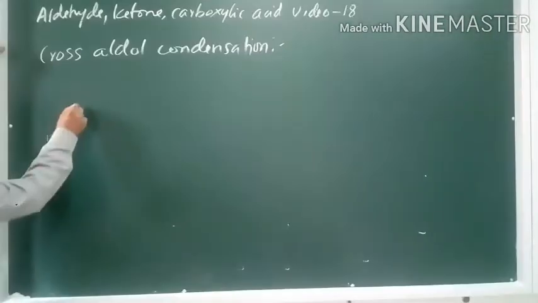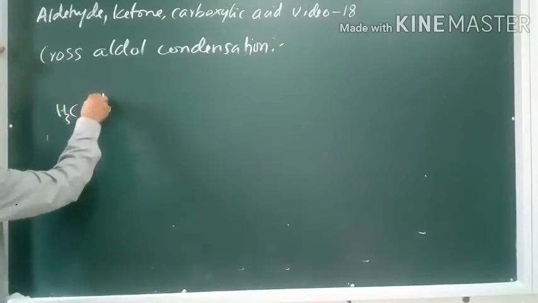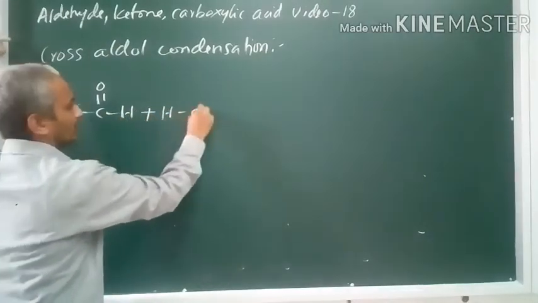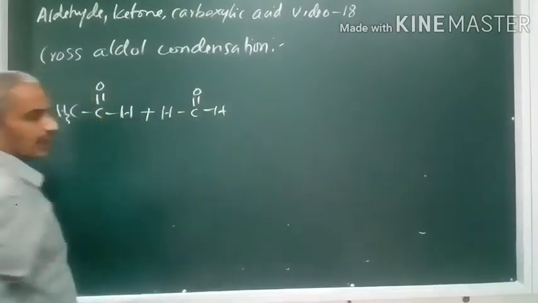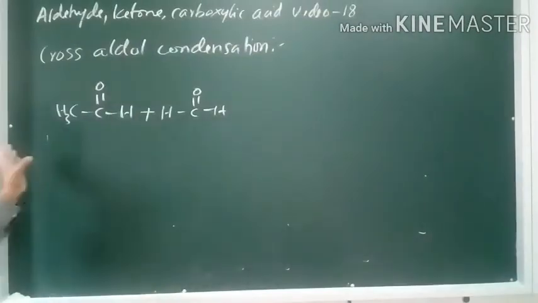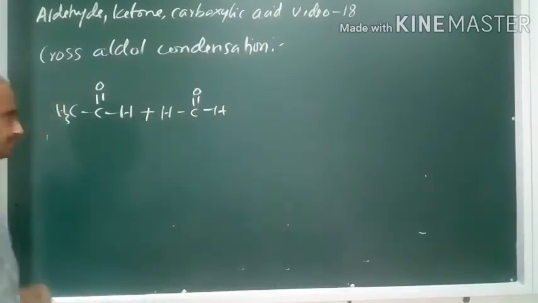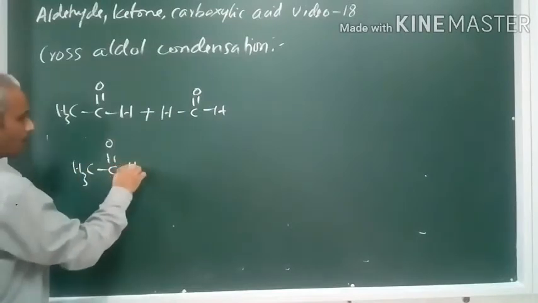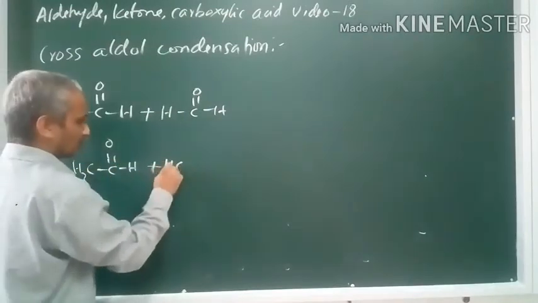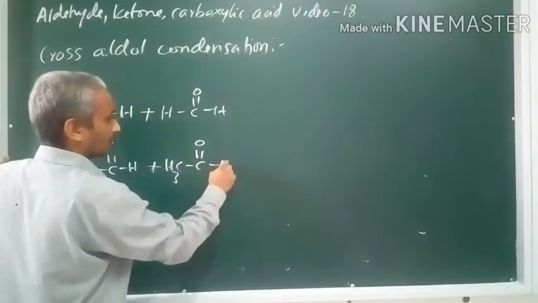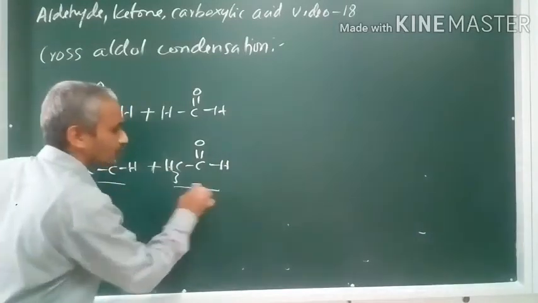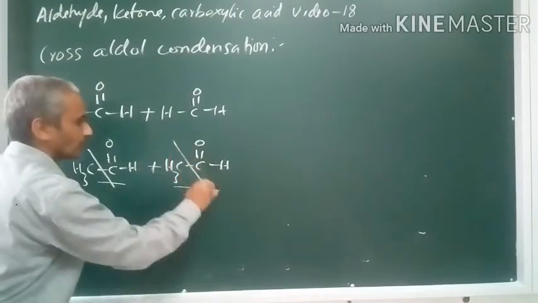Example just here, CH3 CHO, acetaldehyde. This has the alpha hydrogen. Reaction with HCHO, formaldehyde. Alpha hydrogen is not there. Then it is cross aldol only. CH3 CHO plus CH3 CHO. This reaction is not cross aldol because both are the same molecule. This is not cross aldol.